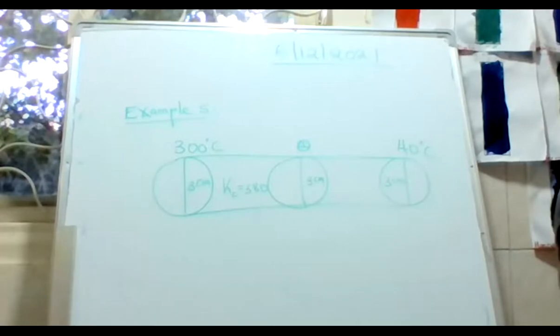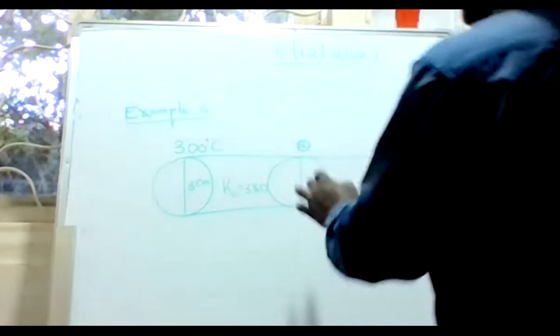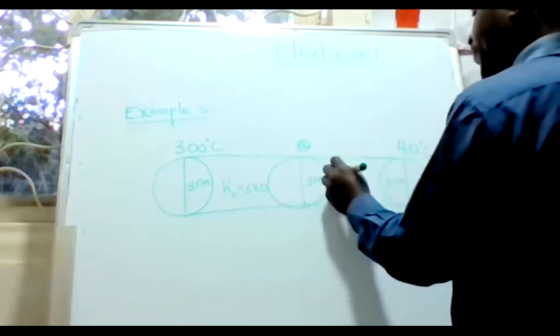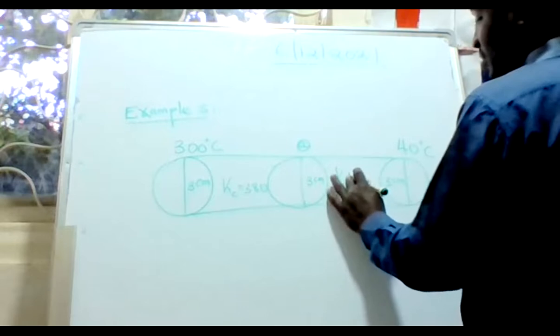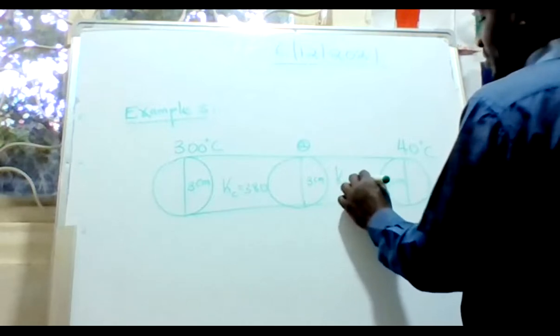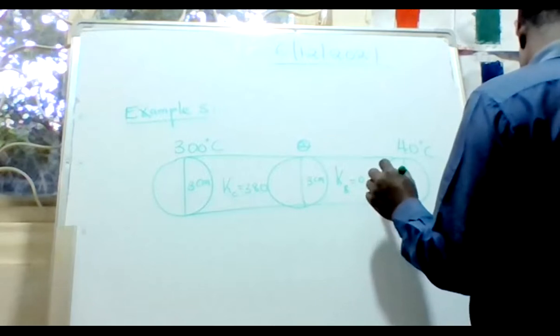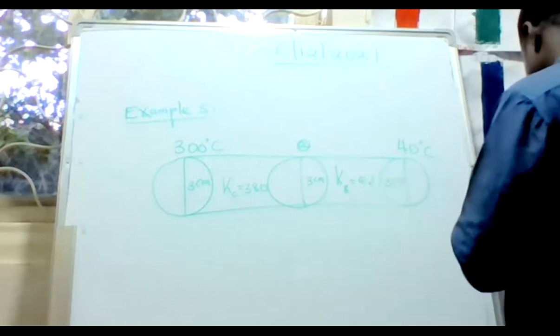So the middle one here is the cardboard. This one is the same diameter. And the thermal conductivity of the cardboard, we call it K board, is equal to 0.2.